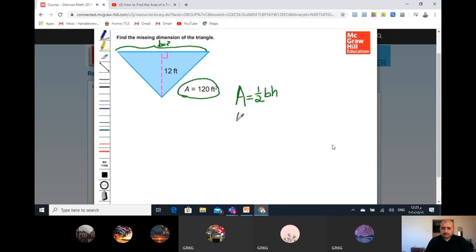I'm going to rewrite the formula just a little bit before we make any substitutions. Multiplying a quantity by 1/2 is the same as dividing it by 2. So I'm going to rewrite the formula so it looks like this. The next step is to substitute in values we know. For instance, we know that the area of the triangle is 120. We don't know the base, but we're given a height of 12.